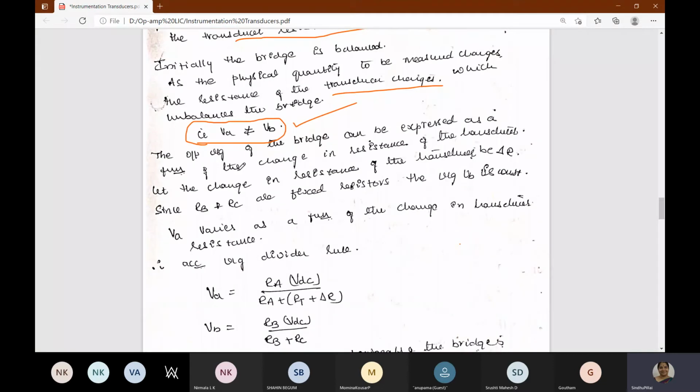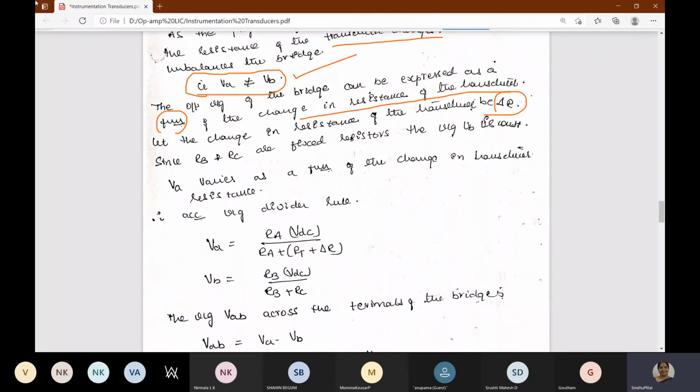The output voltage of the bridge can be expressed as a function of the change in resistance of the transducer. This is important: whatever output I get from the bridge is a function of the change in resistance. So the output voltage is directly proportional to the change in resistance. Let the change in resistance of the transducer be delta R. Since RB and RC are fixed resistors, the voltage VB is constant. Therefore, VA varies as a function of the change in transducer resistance.